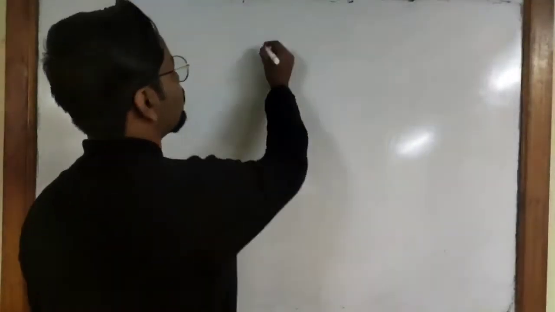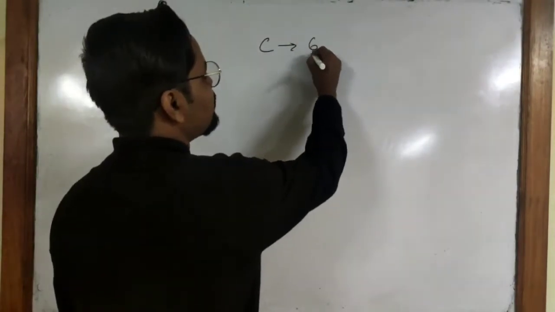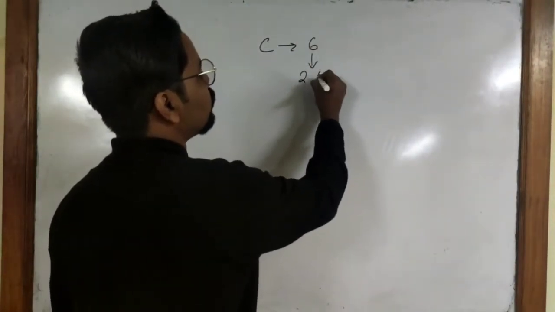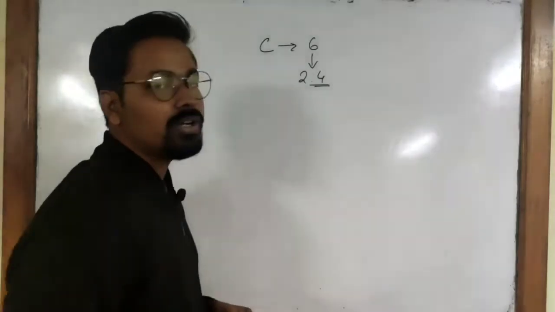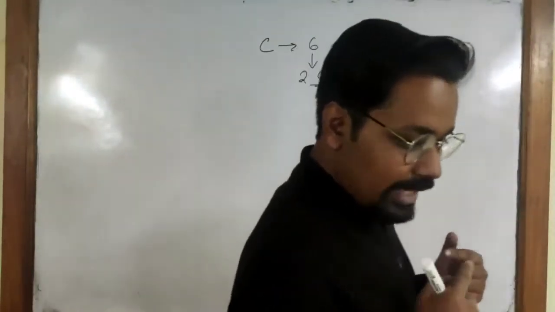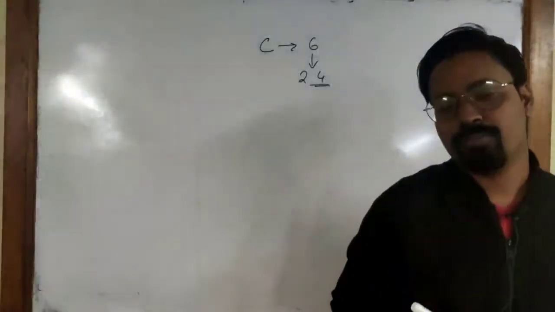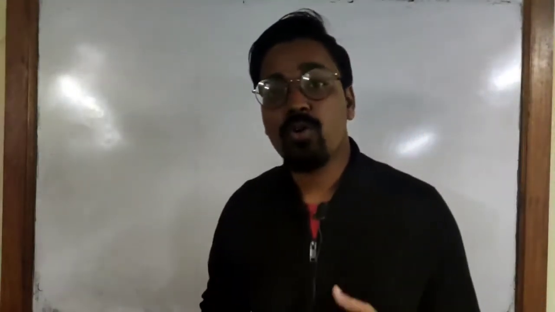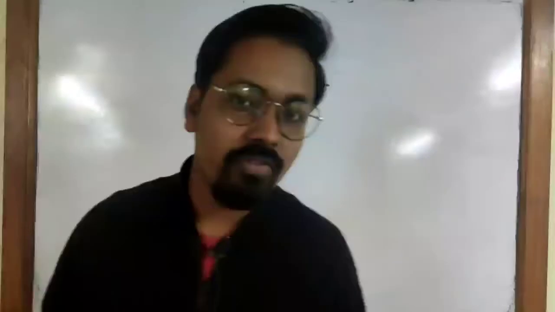Now, the atomic number of carbon is 6, and 6 means it has an electronic configuration of 2.4. So, it has 4 electrons in the outermost shell. It needs 4 more. Now, what type of bond does a carbon atom form? A carbon atom forms a covalent bond. Now, what do you mean by a covalent bond?